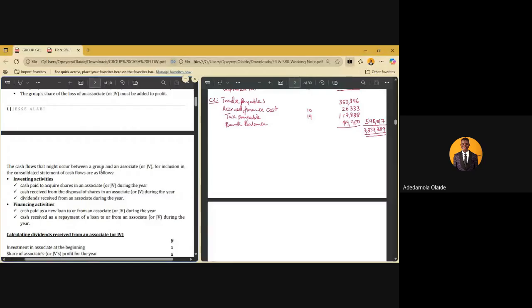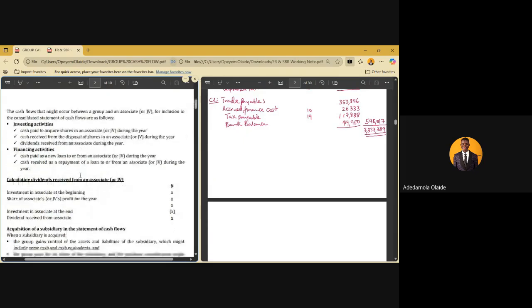Whatever we have as dividend received from the associate is what we will now take as part of our investing activity. And if we acquire more shares in the associate, an associate investment is an investing activity. So the acquisition or disposal of an associate will be taken to our investing activities. But where we give a loan to the associate or we receive a loan from the associate, we'll take those to financing activities.